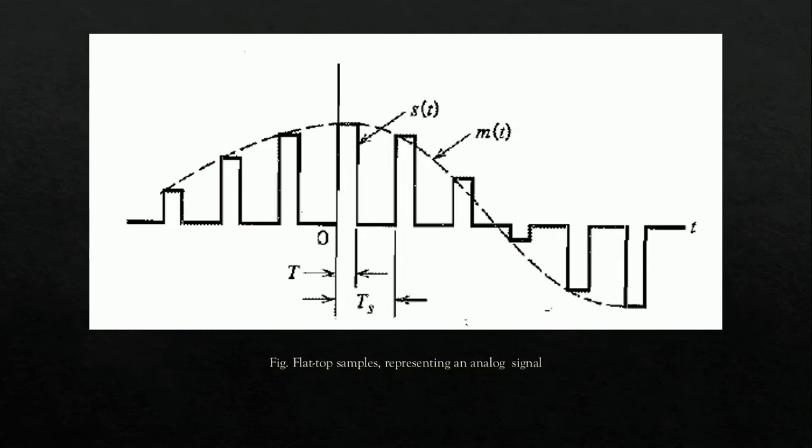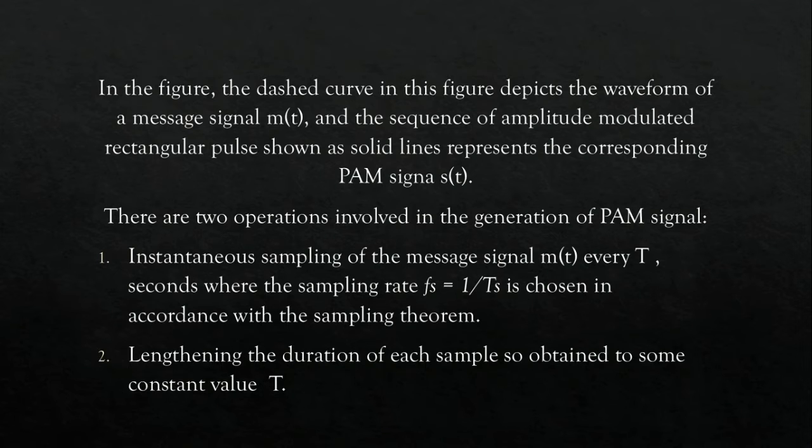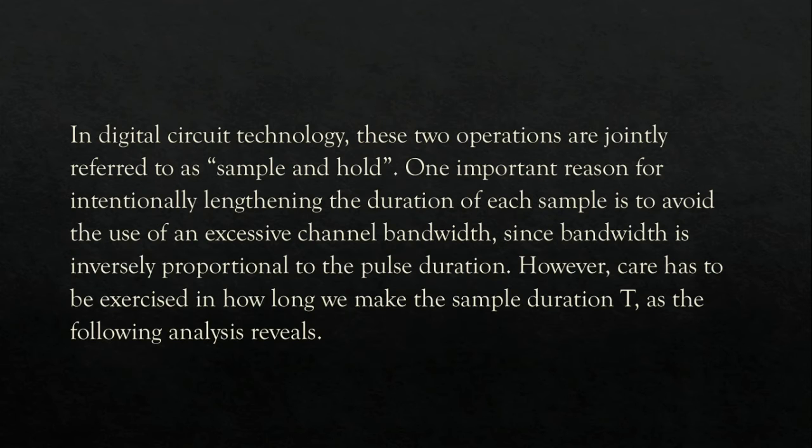There are two operations involved in the generation of a PAM signal. Number 1. Instantaneous sampling of the message signal m(t) every Ts seconds, where the sampling rate fs equal to 1 by Ts is chosen in accordance with the sampling theorem. Number 2. Lengthening the duration of each sample to obtain some constant value T. In digital circuit technology, these two operations are jointly referred to as sample and hold.